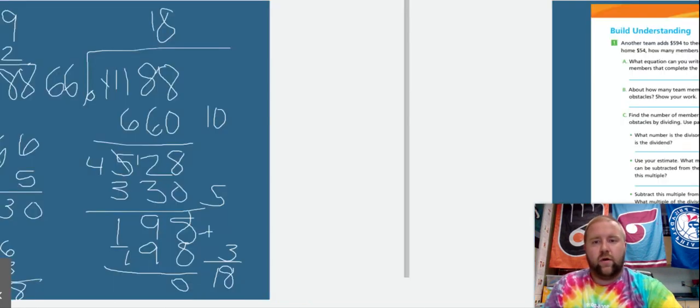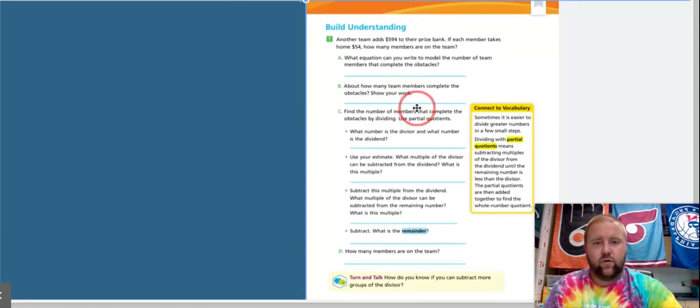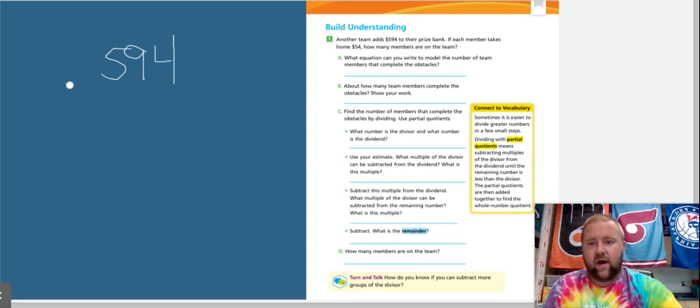Okay. So if we're going to go on to the next slide and try another example, because these can definitely be a little bit challenging, I want to do a couple examples here. All right. It says another team adds $594 to their prize bank. If each team member takes home $54, how many members are on the team? Okay, so we have 594, and we're going to divide that again by 54.